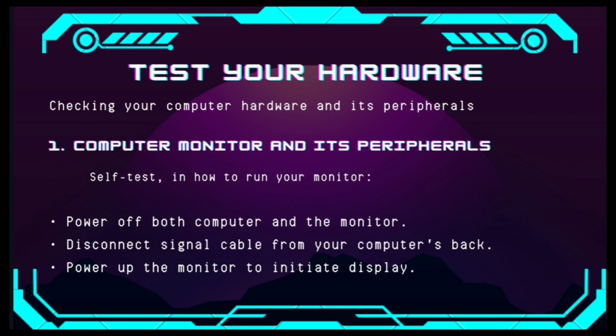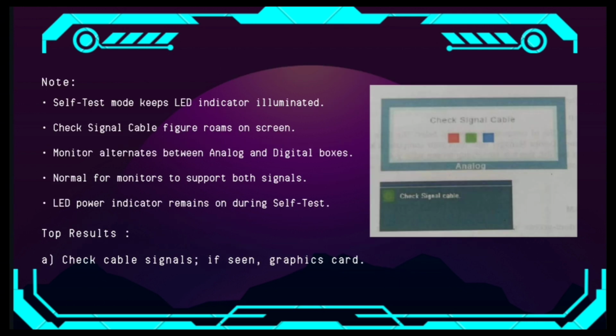The first thing you're going to do is power off the computer and the monitor, and then disconnect the signal cables from your computer's back. Lastly, power up the monitor to initiate the display. Also take note that self-test mode keeps the LED indicator illuminated and a check signal cable message roams on the screen. The monitor alternates between analog and digital boxes, and it is normal for monitors to support both signals. Lastly, the LED power indicator remains on during self-test.